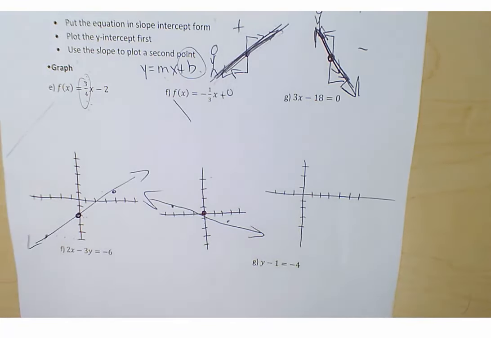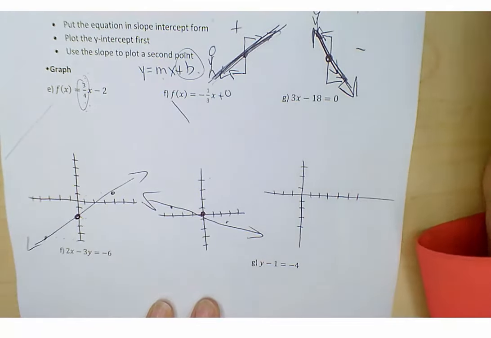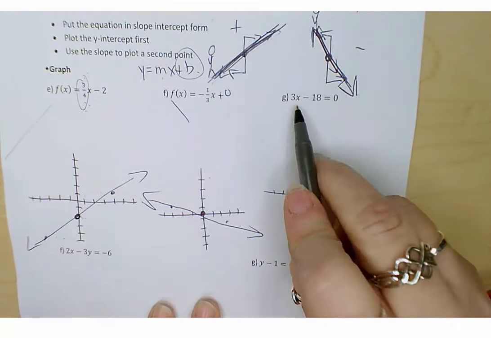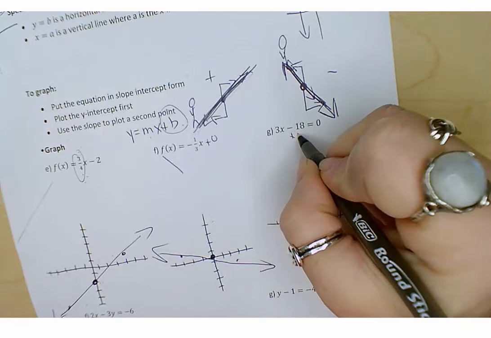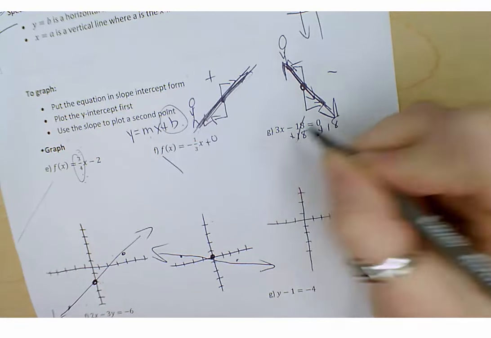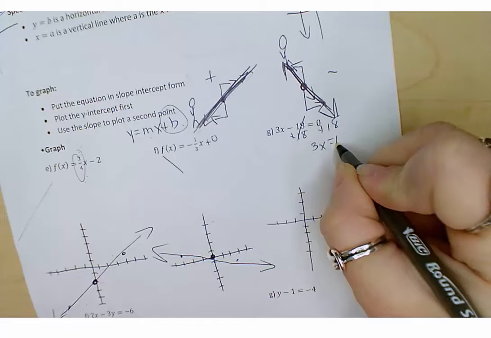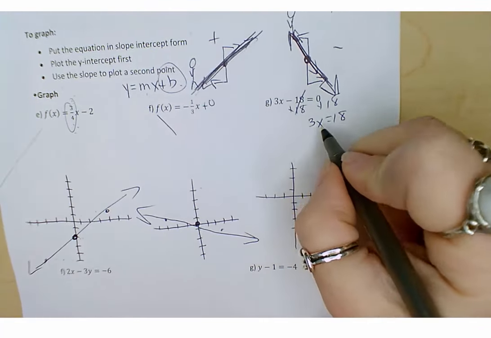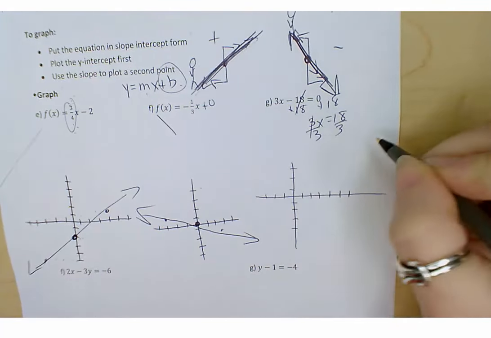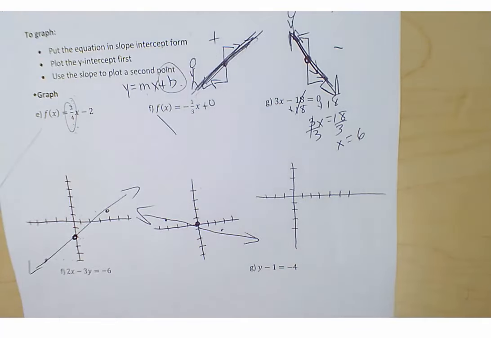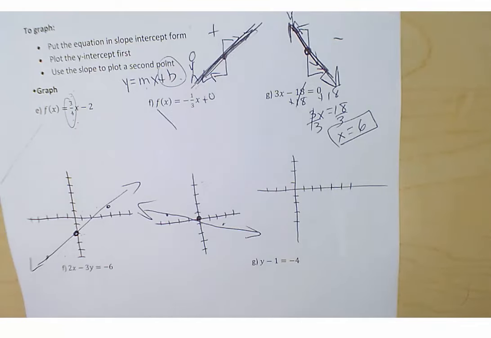Example G is one of our special cases. Notice we only have an x in this equation here, so that's your big sign that it is a special case. Solve for the variable here. So you want to get that x completely by itself. So add 18 to the other side, which gives us 3x is equal to 18. Divide out the 3 on each side, and x is equal to 6. That is the equation of your line.